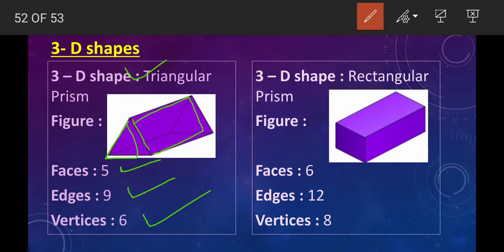Next we will discuss the rectangular prism. Rectangular means the base of the prism is a rectangle. Here there is one rectangle and behind it another rectangle, and the rest of the faces are also rectangular. So it is the same as a cuboid. The number of faces is 6, edges 12 and vertices 8.